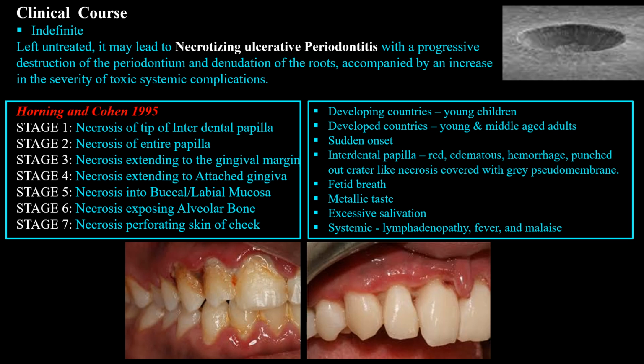So the interdental papilla clinically will appear red, erythematous, hemorrhagic, and a characteristic punched out crater-like necrosis, which is covered by gray pseudomembrane, is a characteristic feature of ANUG. Along with that, the patient is going to have fetid breath, metallic taste, excessive salivation, lymphadenopathy, fever, and malaise.